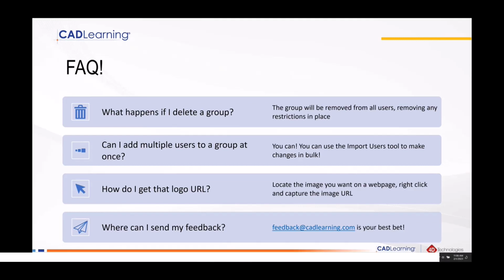And last, but certainly not least, where can I send my feedback? Feedback at cadlearning.com is your best bet. That's an email that we've had for years for people to submit feedback and ideas. We do encourage you to submit those. We do track all of that, keep it sorted, and keep track of how many people have asked for how many things. We sometimes follow up and ask for more information. But if you have additional feedback about the functionality or about anything, please feel free to send it there.